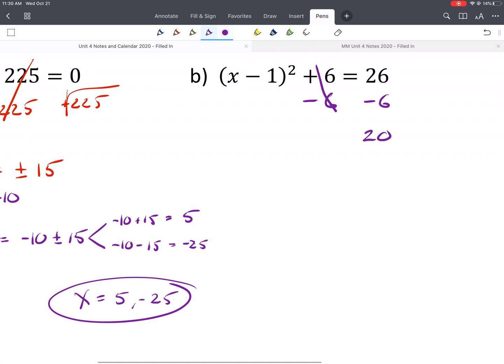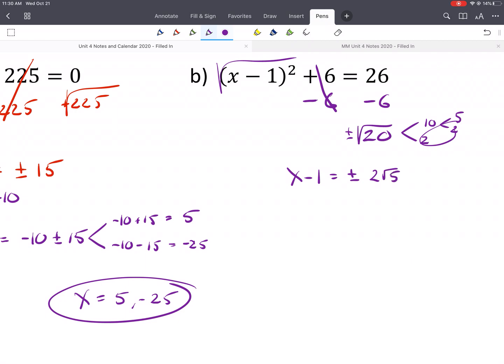Gives us 20. I would square root both of those. So we get x minus 1 is equal to plus or minus, looks like we could take out a 2. So 2 square roots of 5, and then we'll add 1 to both sides. So x is equal to 1 plus or minus 2 square roots of 5. So we have 1 plus 2 square roots of 5 and 1 minus 2 square roots of 5.